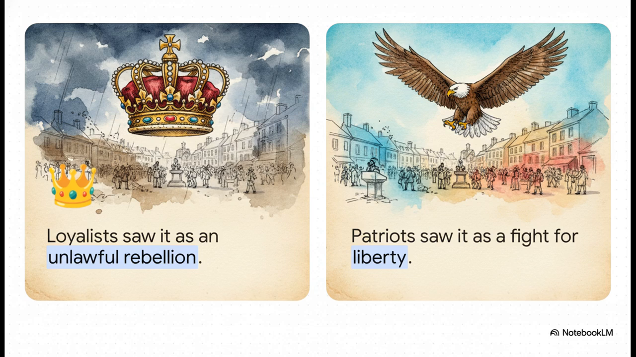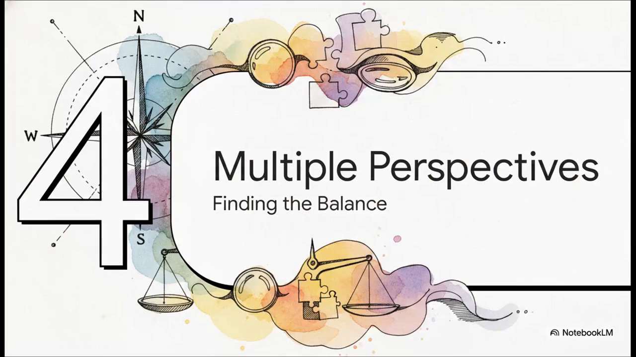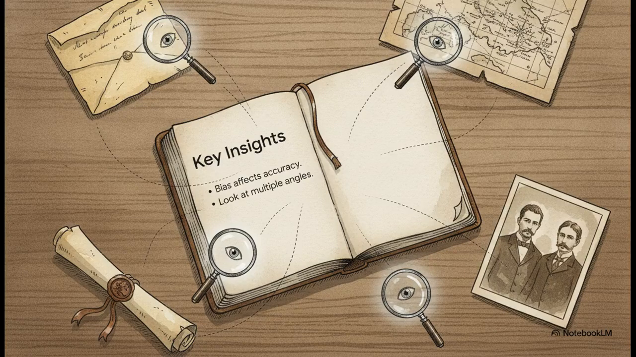This brilliantly shows us that history isn't just a cold, dusty list of dates to memorize. It's a vibrant and sometimes really messy collection of differing human perspectives. Which leads us perfectly into Section 4, Why Multiple Perspectives Matter, Finding the Balance. So, the million-dollar question is, how do we actually find the truth when literally everyone has a point of view?